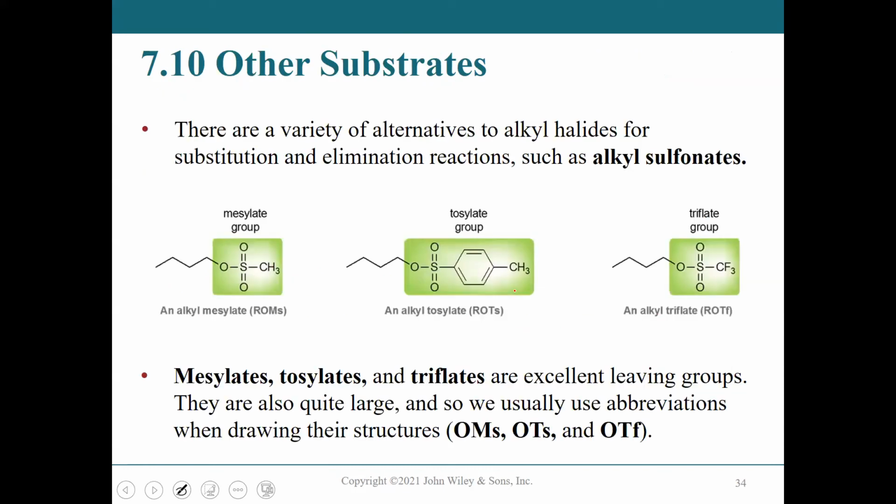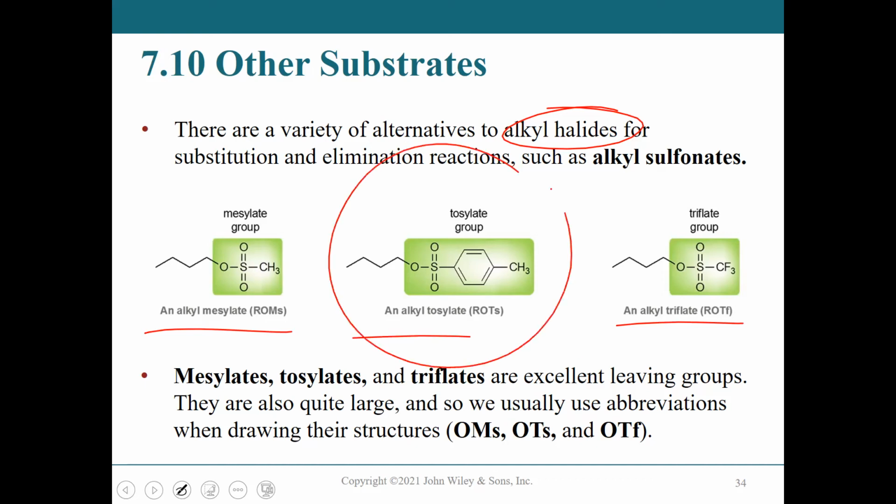Other substrates, right? So we got used to seeing only halogens, for alkyl halides as leaving groups. But you also have other alternatives that are used in organic chemistry. Out of those 3, mesylate, tosylate, and triflate, the most common that you guys will see in organic chemistry is tosylate. Tosylate is a big molecule, but normally it's abbreviated as Ts, tosyl. Tosyl group is right here. This is the tosyl group.